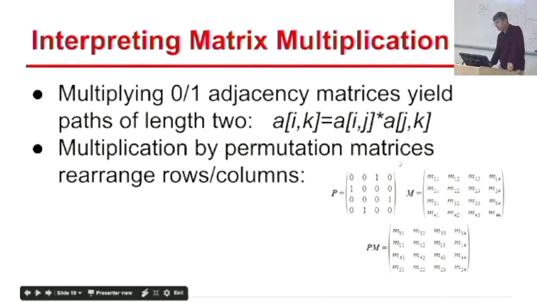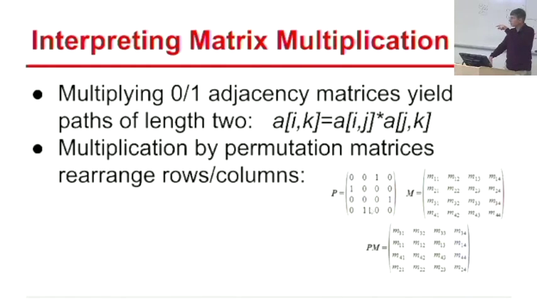Another thing that matrices do, when you have a matrix of zeros and ones: there's a special class of matrices called permutation matrices, where every row and every column has exactly one 1 in it. Does everybody see it? It's a 0-1 matrix. And if we look at this one, every row has one, every column has one. Any questions? What's the most famous permutation matrix of all?